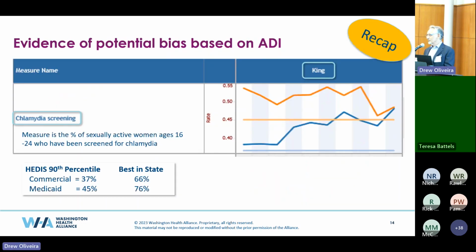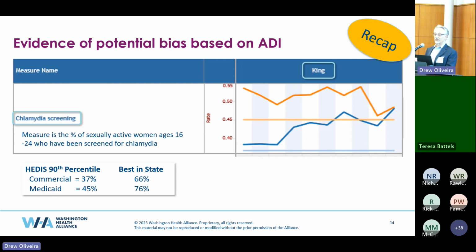And then there's also some evidence of potential bias. And this one is chlamydia screening, women ages 16 to 24. The reason you screen is because that person is sexually active and you may be at risk for having chlamydia. You want to screen them. You can see that the state averages are in that 37 to 45 range. Best in state does a lot better. So why would you not be screening people?